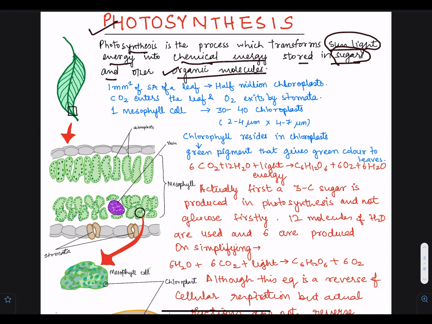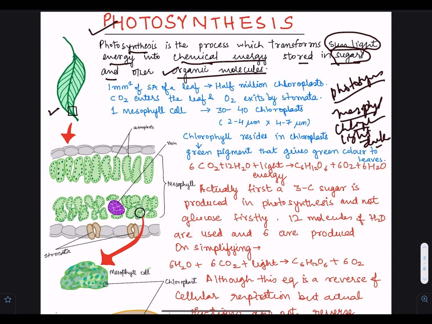So, when we study photosynthesis, I have seen students getting confused between so many structures like mesophyll cells, what is a mesophyll, what is chlorophyll, then the light reaction, then dark reactions, and then we have photosystems. So, everything gets jumbled up in our mind. I'll try to make things as simple as I can.